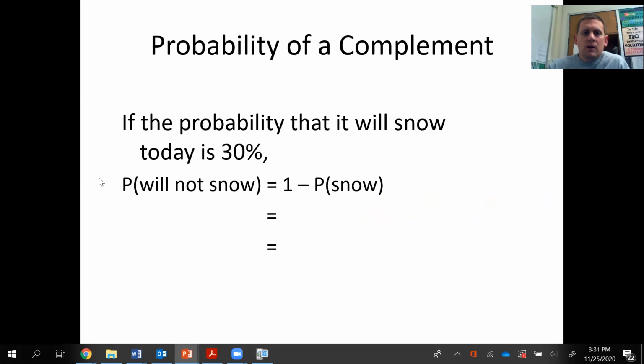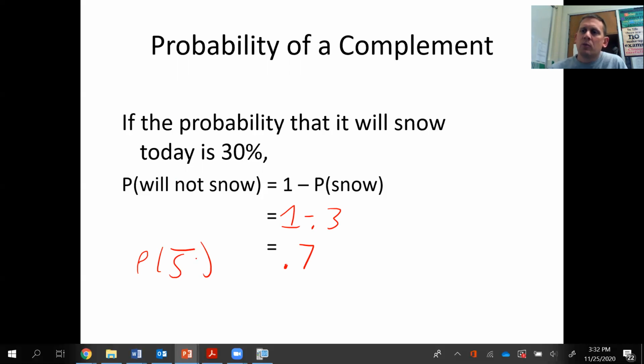Okay. So just to see another example of that, if the probability that it will snow today is 30%. So if there's a chance it'll snow. It's not very likely, but there's a chance. So what's the probability that it's not going to snow? Well, we take 1 minus 0.3. And so there's a 70% chance that it's not going to snow. The probability of not snow.